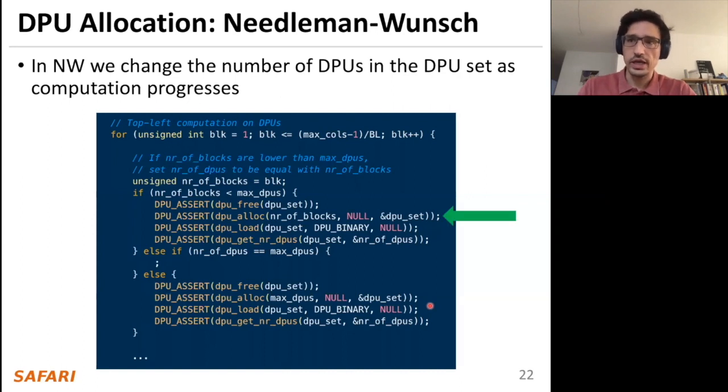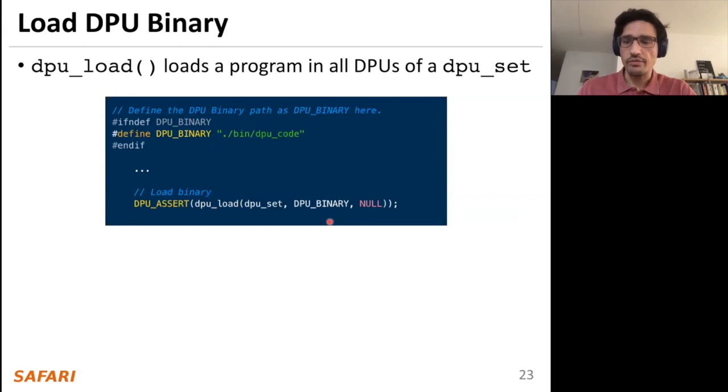And this is what we are going to do as we iterate on the algorithm. So based on what's the diagonal that we are processing, we are going to allocate a certain number of DPUs, in this case the number of blocks, because we divide the diagonal into multiple blocks, and we assign them to the DPUs. After we have allocated the DPUs, what we need to do is to explicitly load the program, the kernel, that is going to run on the UPMEM PIM system, or in multiple DPUs, or a DPU set in the UPMEM PIM system. And for that, we use this DPU load. We load a certain binary that is previously compiled in this file here, and we load it to the whole set.